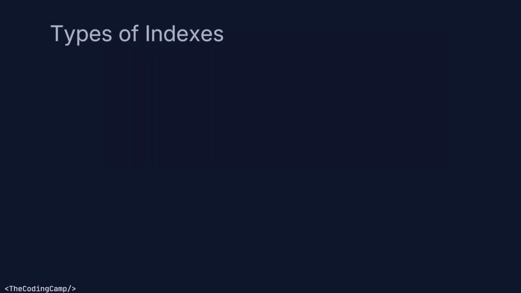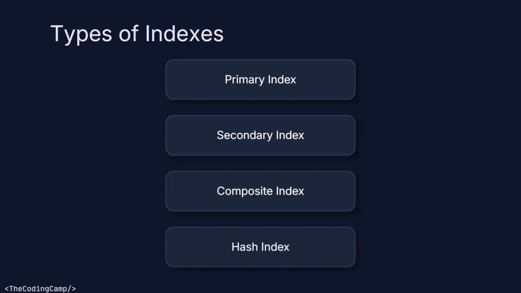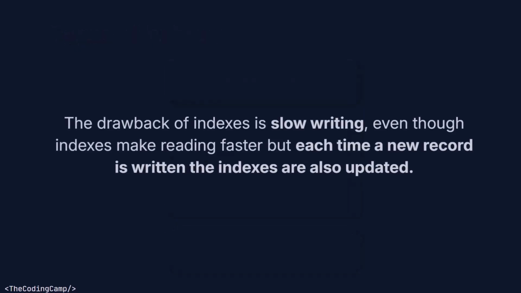Let's see the different types of indexes. A primary index is an index automatically created on primary keys. A secondary index is an index created on any non-primary column. A composite index is an index on multiple columns. A hash index is a hash table based index, and unlike a tree-based index, it's not efficient for range queries. The drawback of indexes is slow writing. Even though indexes make reading faster, each time a new record is written, the indexes are also updated.